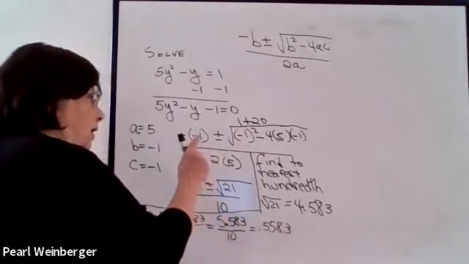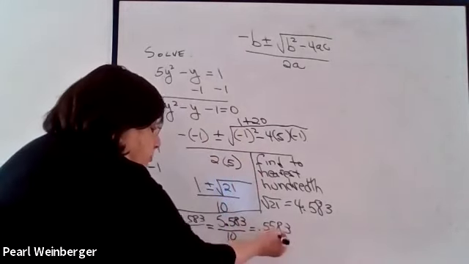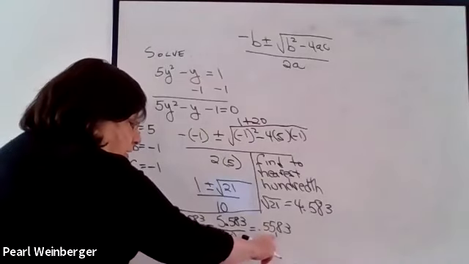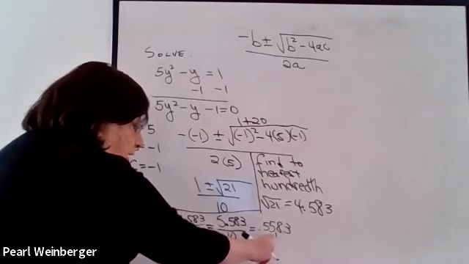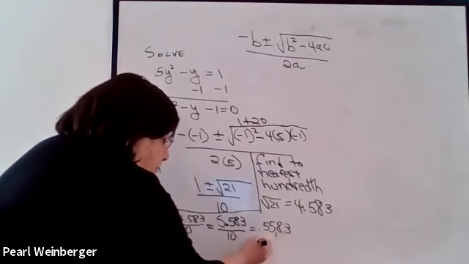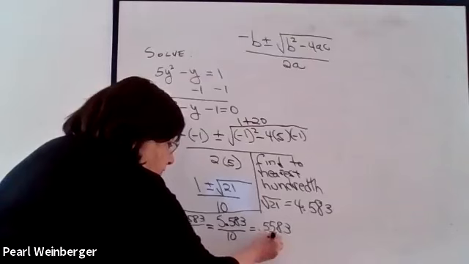0.5583. And we want it to the nearest hundredth, which means we want 2 decimal places. So if we want to stop after this 5, the next number is an 8, so this will become 0.59.